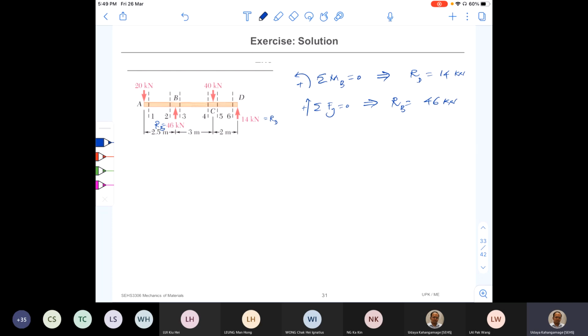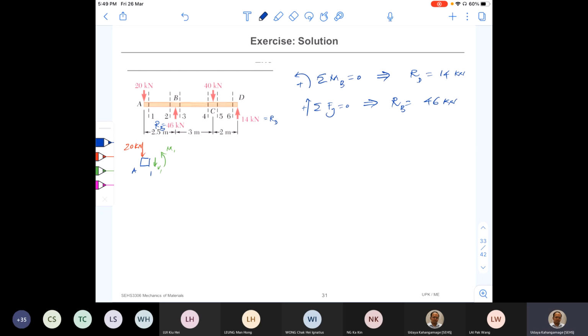But here I would like to cut the beam at 1 and draw a free body diagram for that part. This is A to 1. So what are the forces? Reaction force 20 kilonewton, and then no other forces. Shear force V, let's say V1, and the bending moment M1. They are internal shear force and internal bending moment.